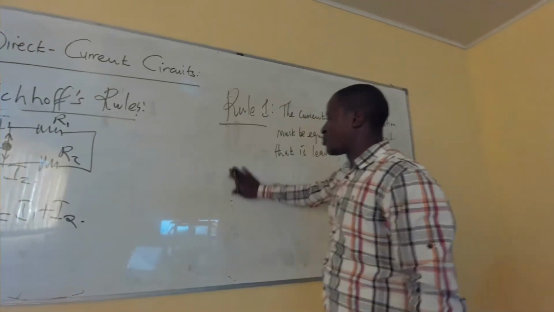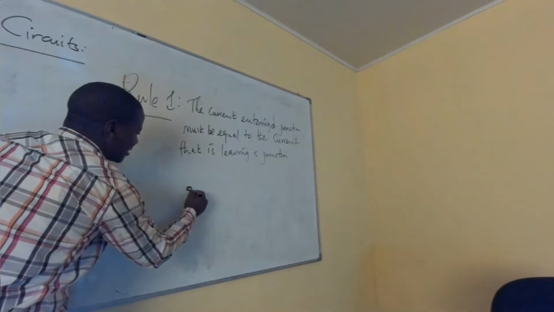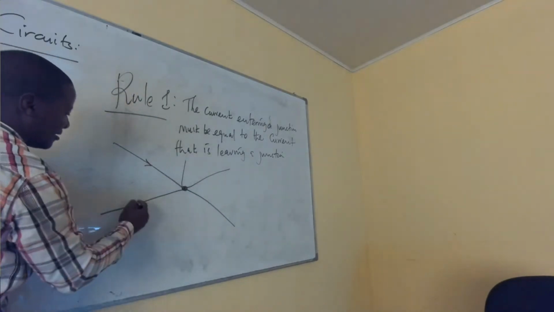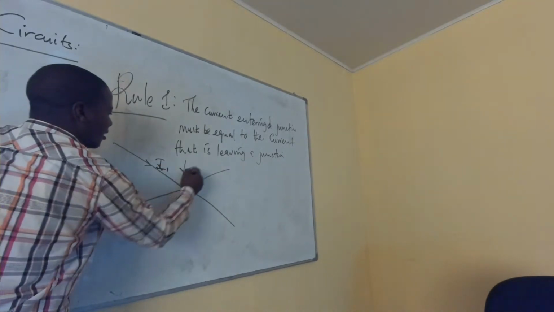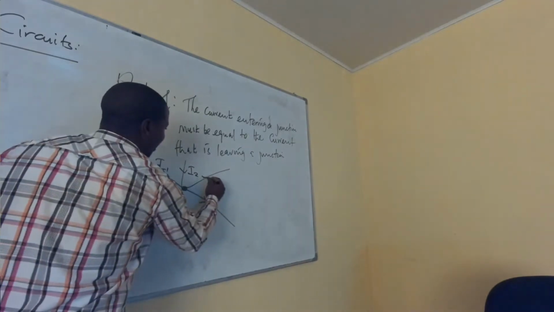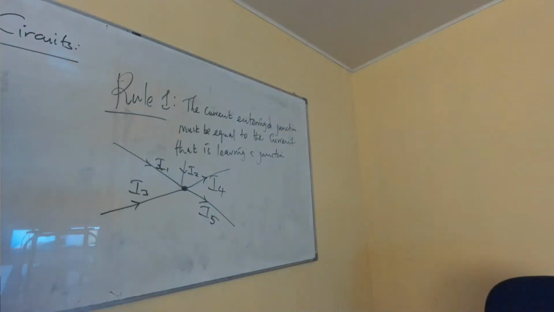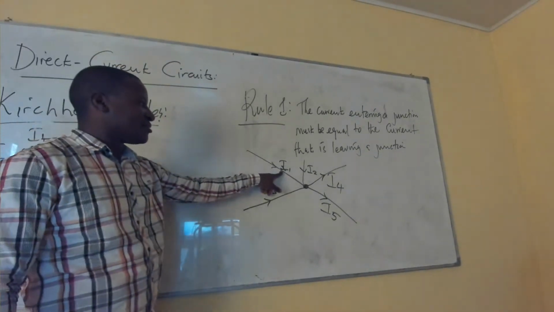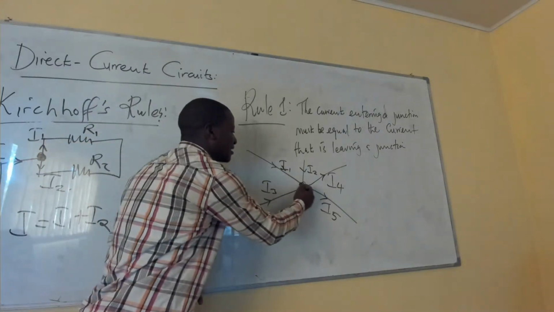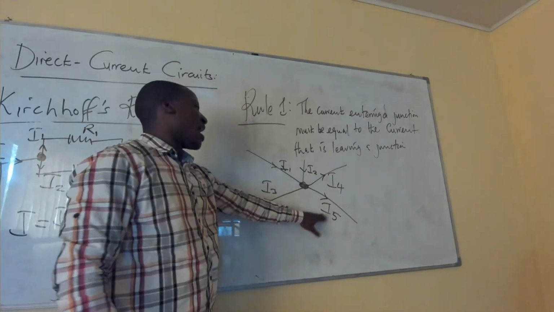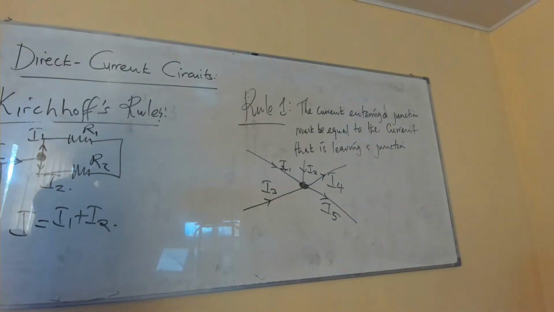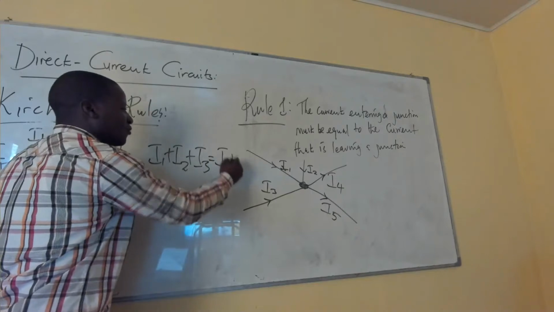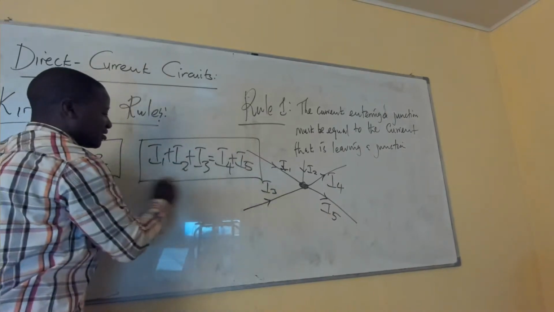In our diagram, for example, let's say this is our junction. Then we have so many connecting wires coming in there. Let's say this is I1, I2, and this is I3. Then we have that which is I4 and I5 in that way. So what this means is that I1, I2, and I3 are entering this junction, and I4 and I5 are leaving this particular junction. So here I1 plus I2 plus I3 must be equal to I4 plus I5. This is the first rule.